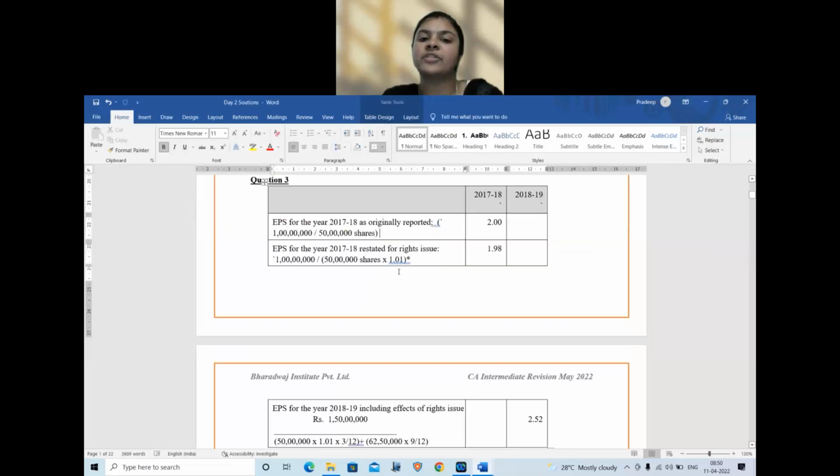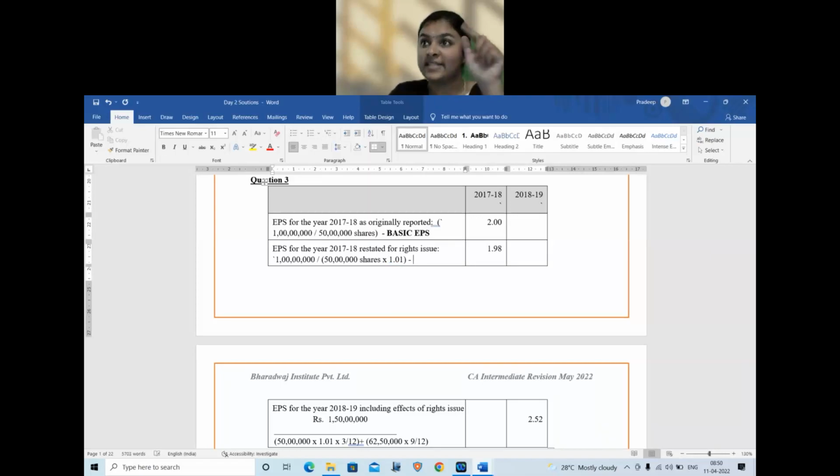The original number of shares is 50 lakhs. So, therefore, basic EPS for the previous year is 1 crore divided by 50 lakhs, which is 2 rupees per share. Okay?